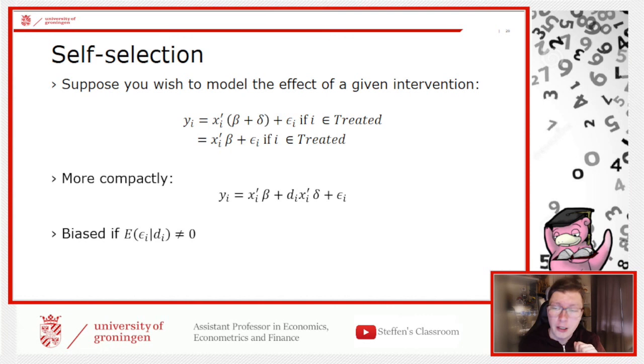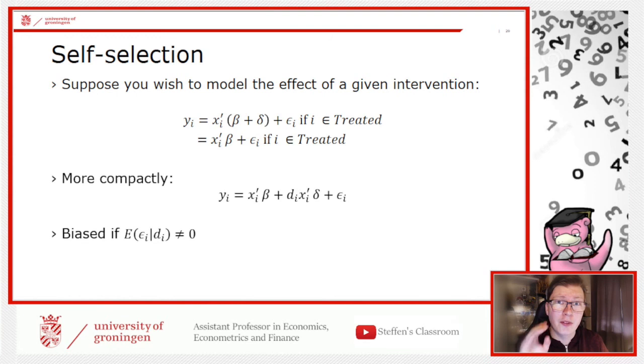You can't observe such entrepreneurial spirit or motivation. Therefore, it goes into the error term. And then suddenly, the error term contains something that correlates with your decision to participate, thereby causing self-selection, and also thereby showing that this is a special case of number one, omitted variable bias.